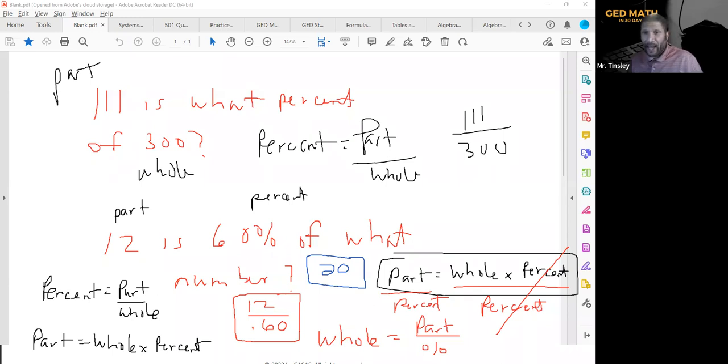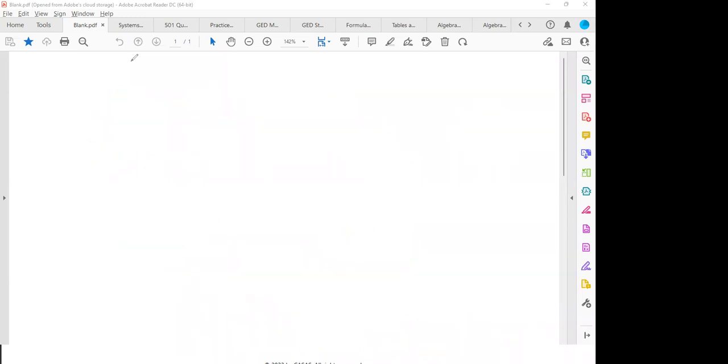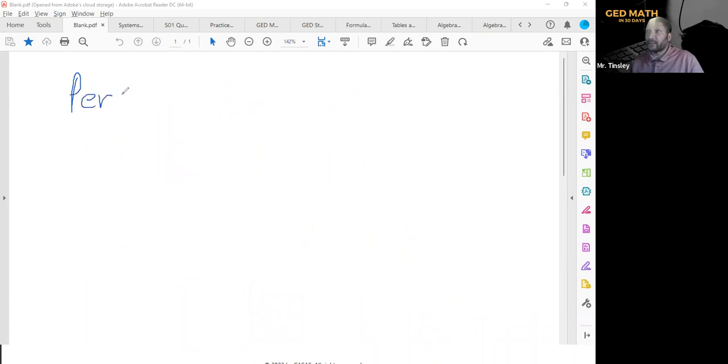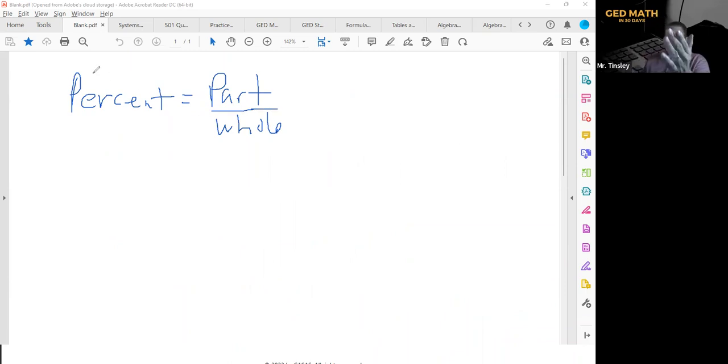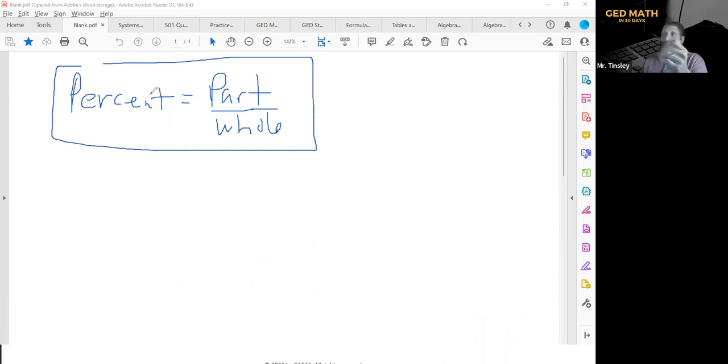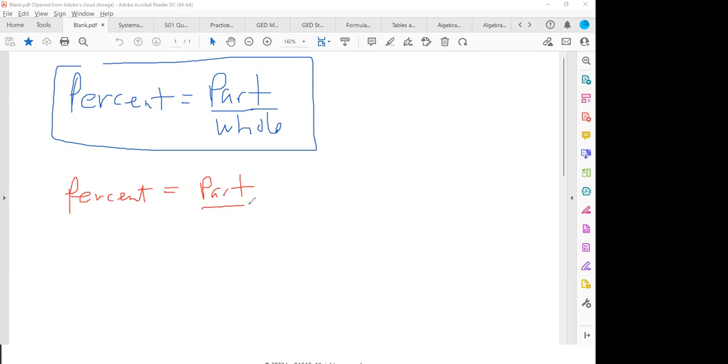Let me start from the beginning. I'm going to save this and I'm going to clear it. And I'm going to start with percent equals part over whole. So I'm going to write it down. This is algebraic principles that you must remember. You should be able to solve for any variable in any equation, no matter what they give you. So right now, that's the first equation, right? So I need to get part by itself. So if I want to get part by itself, I need to get rid of whole.